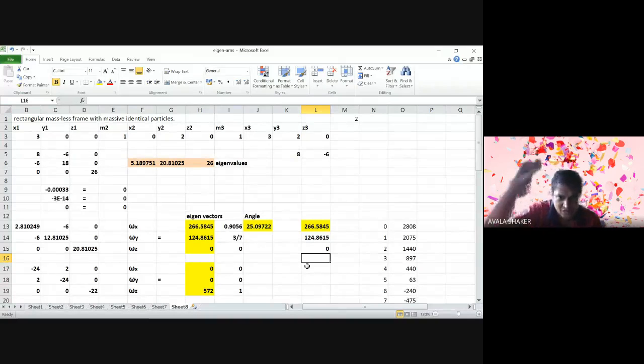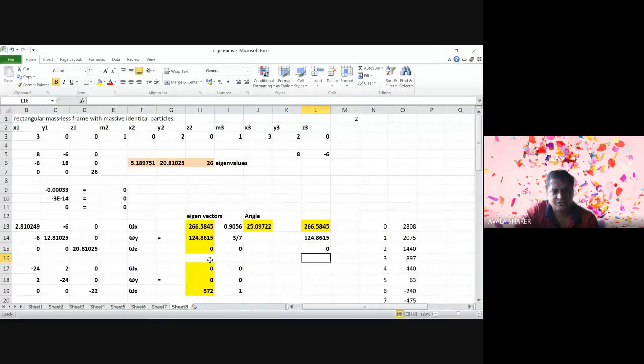You can normalize them by dividing by the root of the square of this plus the square of this plus the square of this, which I have shown here. You can do that.